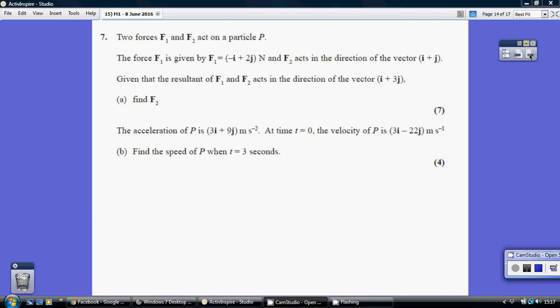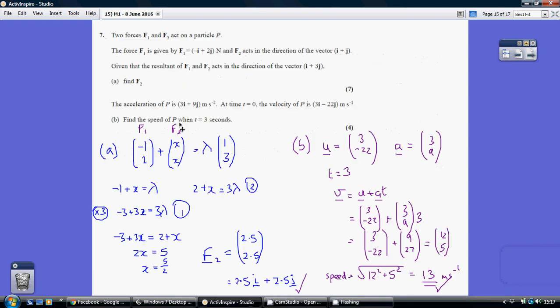Question 7. So we're told that the resultant of F1 and F2, so when you add F1 and F2 together, you get a force acting in the same direction as the vector 1, 3. So basically when we add these two together, it's going to be a multiple of the vector 1, 3.